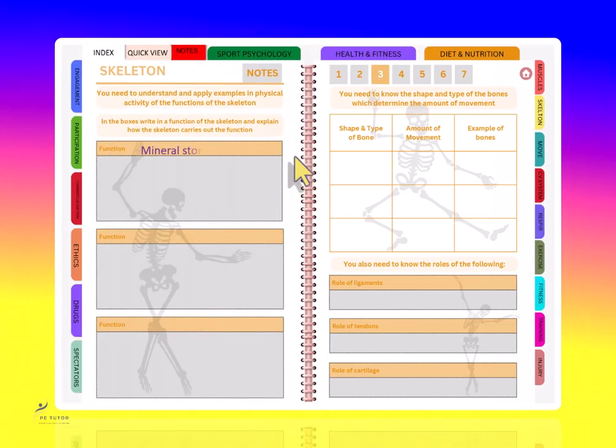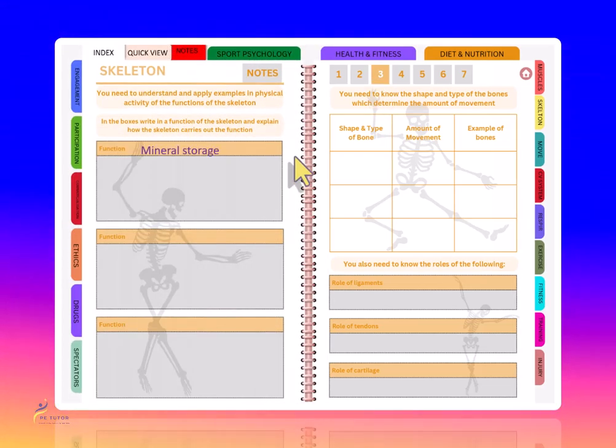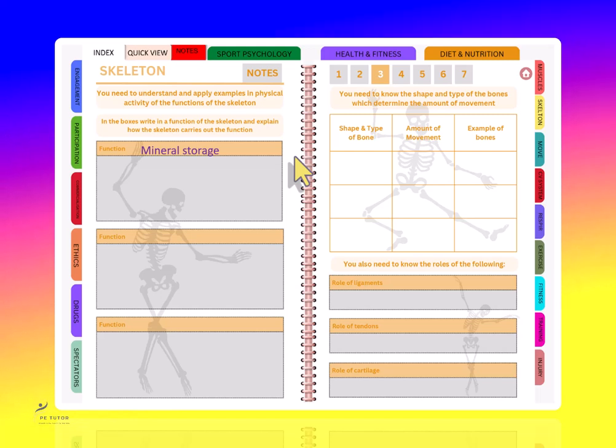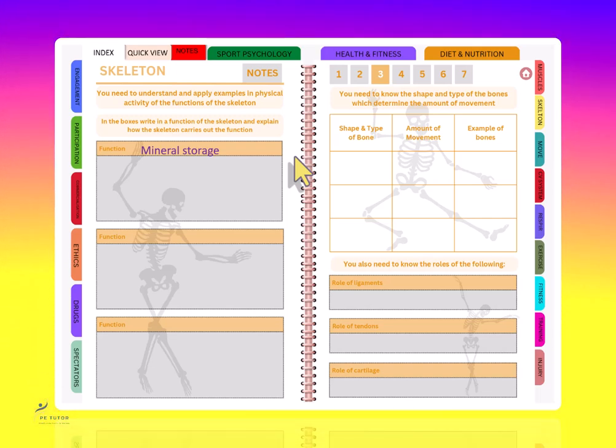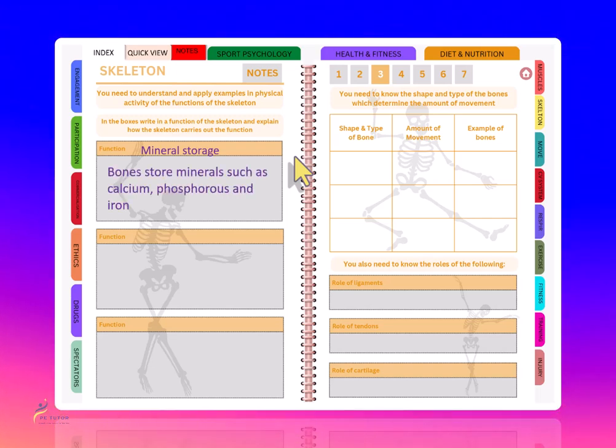So the next one is mineral storage, and just useful for you to know at this point that the 2 main minerals really are calcium and phosphorus that we need to be talking about as examples. You might want to talk about iron as well, but essentially bones store minerals such as calcium, phosphorus and iron.